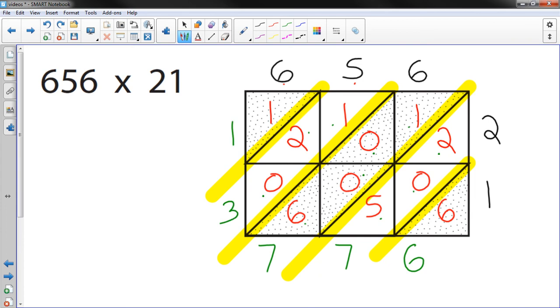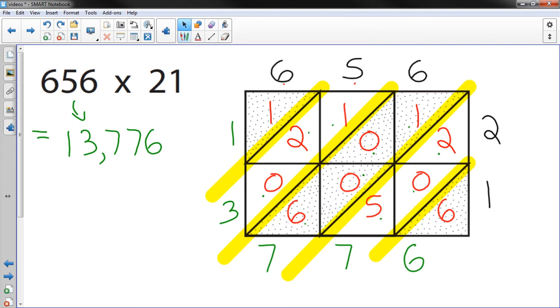So my answer, I'll just write it down below. This is equal to 1, 3, 7, 7, 6. Put my comma in the correct location, 13,776.